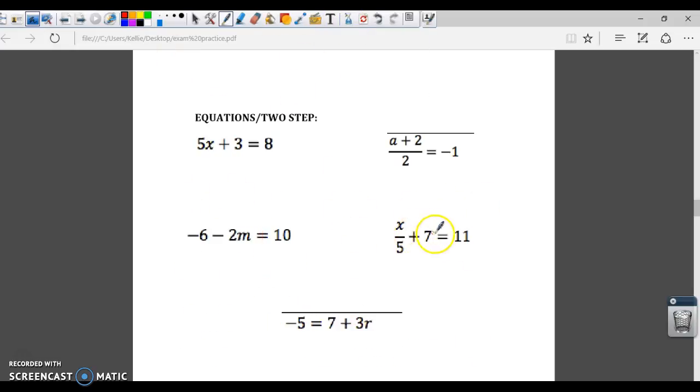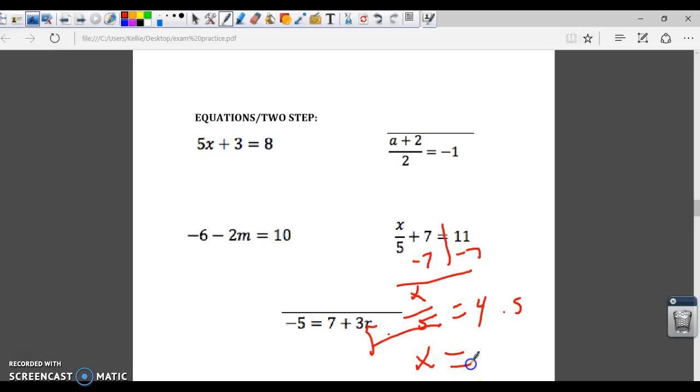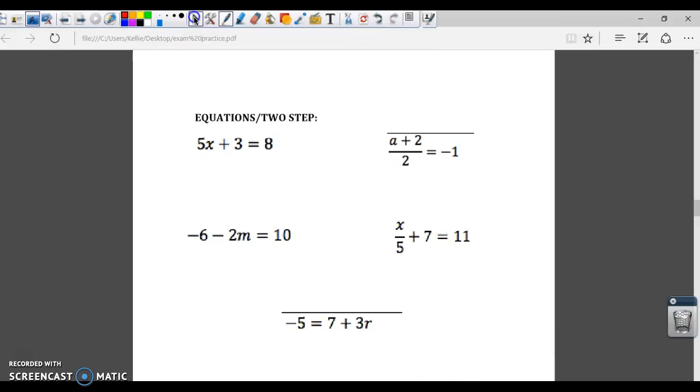So for this one, add or subtract first, unless it's a junk in the trunk. Okay? So subtract 7 from both sides. Bring down your x over 5. That canceled out. 11 minus 7, 7, 8, 9, 10, 11, is 4. Now I'm going to multiply by 5 on both sides. That cancels out, leaving me x. 4 times 5 is 20. So for this answer, x is 20.